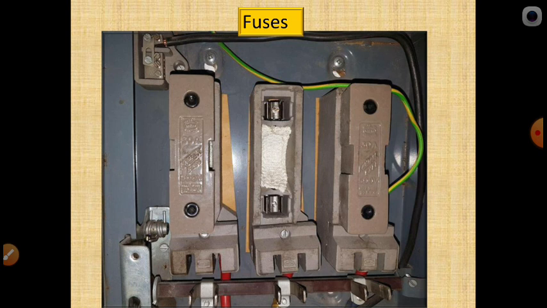If any abnormal current comes, first of all, before the heavy current reaches the load equipment, the fuse will blow out. Then no heavy current goes to the motor, which avoids burning of the motor equipment. So these are some parts of overhead lines.